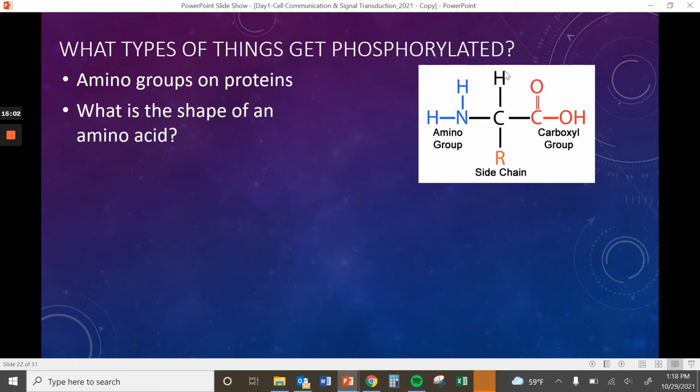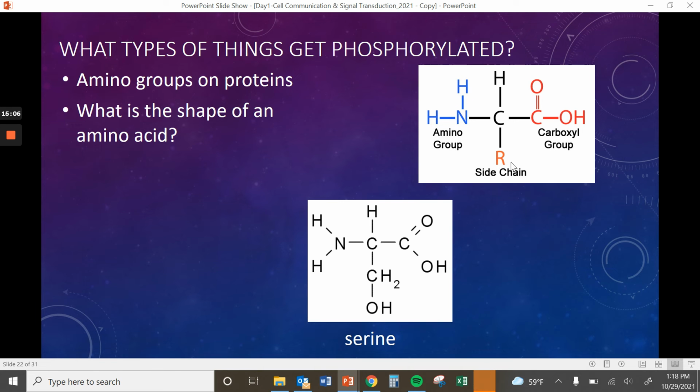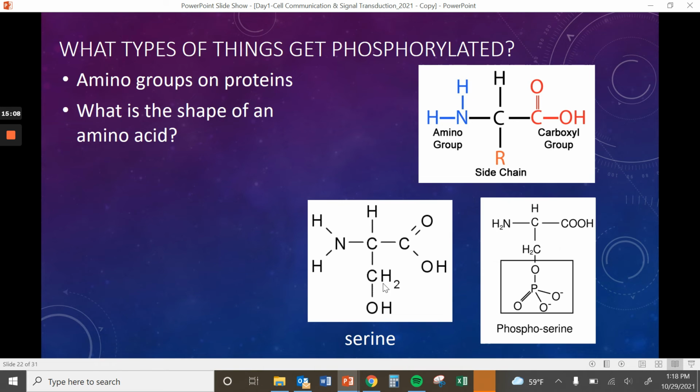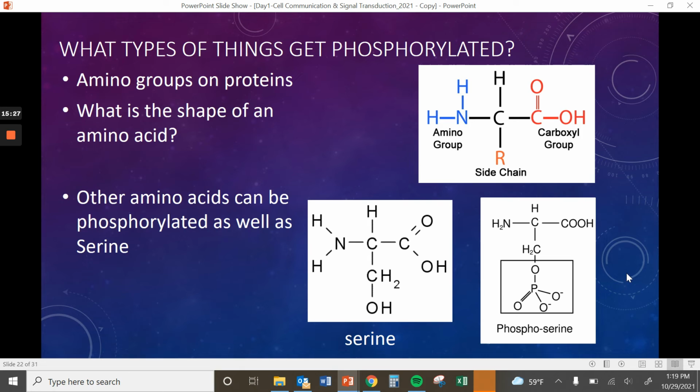The part of our amino acid that's going to be phosphorylated is actually the side chain. So here is an example of the side chain, the R group of a serine amino acid, and then we can just add a phospho group to make phosphoserine. This is how we would phosphorylate an amino acid on an enzyme. So that's the part that's actually being phosphorylated when we phosphorylate an enzyme.